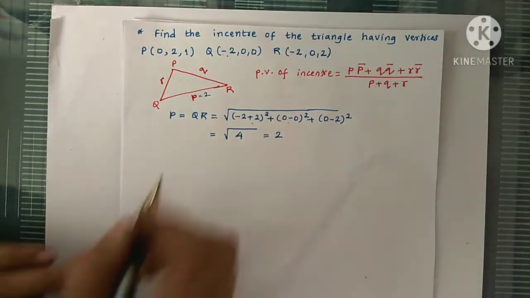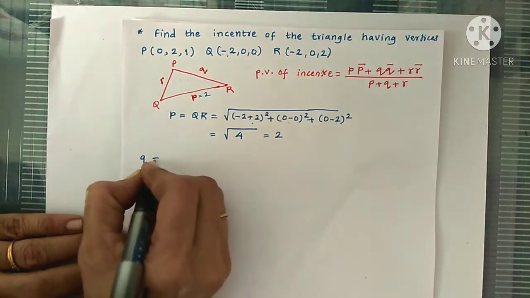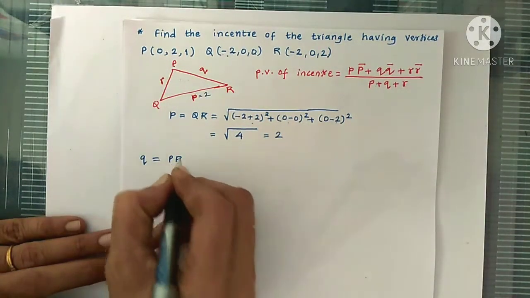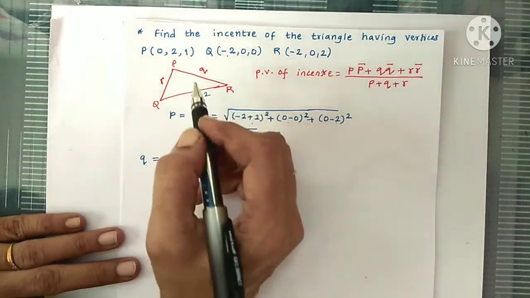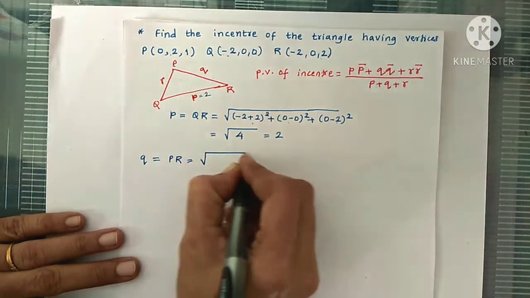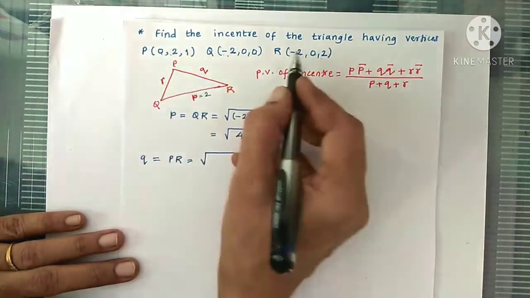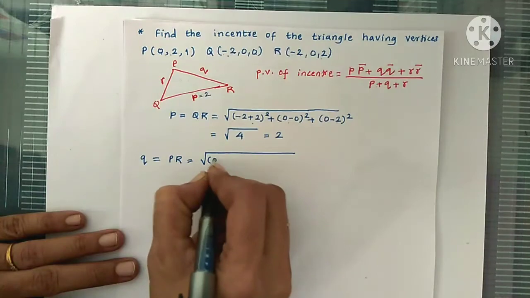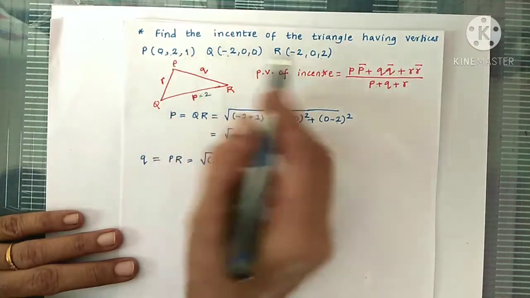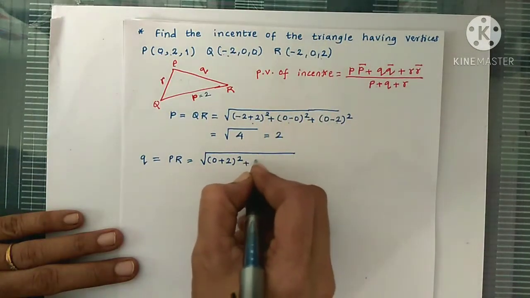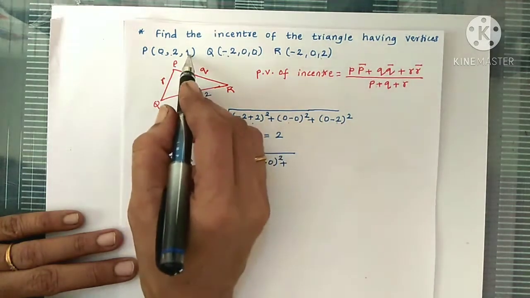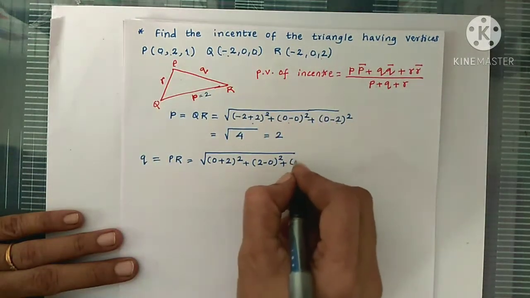Now let's find q. q equals PR. So consider points P and R now, the first one and the third one. So PR is equal to root of 0 minus minus 2, that becomes 0 plus 2 squared. Y coordinates are 2 and here it is 0, so 2 minus 0 squared. Plus for Z coordinates it is 1 minus 2 squared.